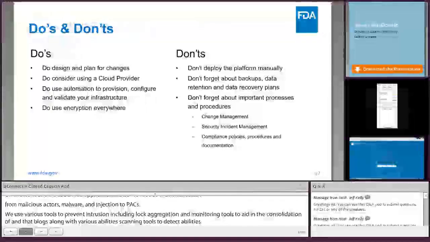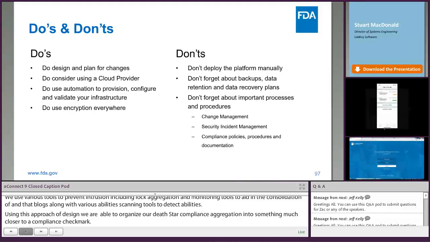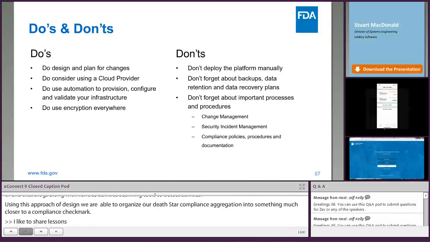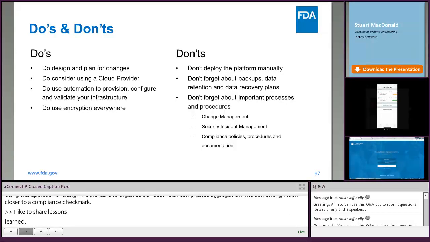So I'd like to share with you some lessons learned through the process, with some do's and don'ts. I'll start with the don'ts. Number one, as you've heard me mention already, don't deploy the platform manually, certainly not in a compliance environment, because that's generally a recipe for failure and more work later on.